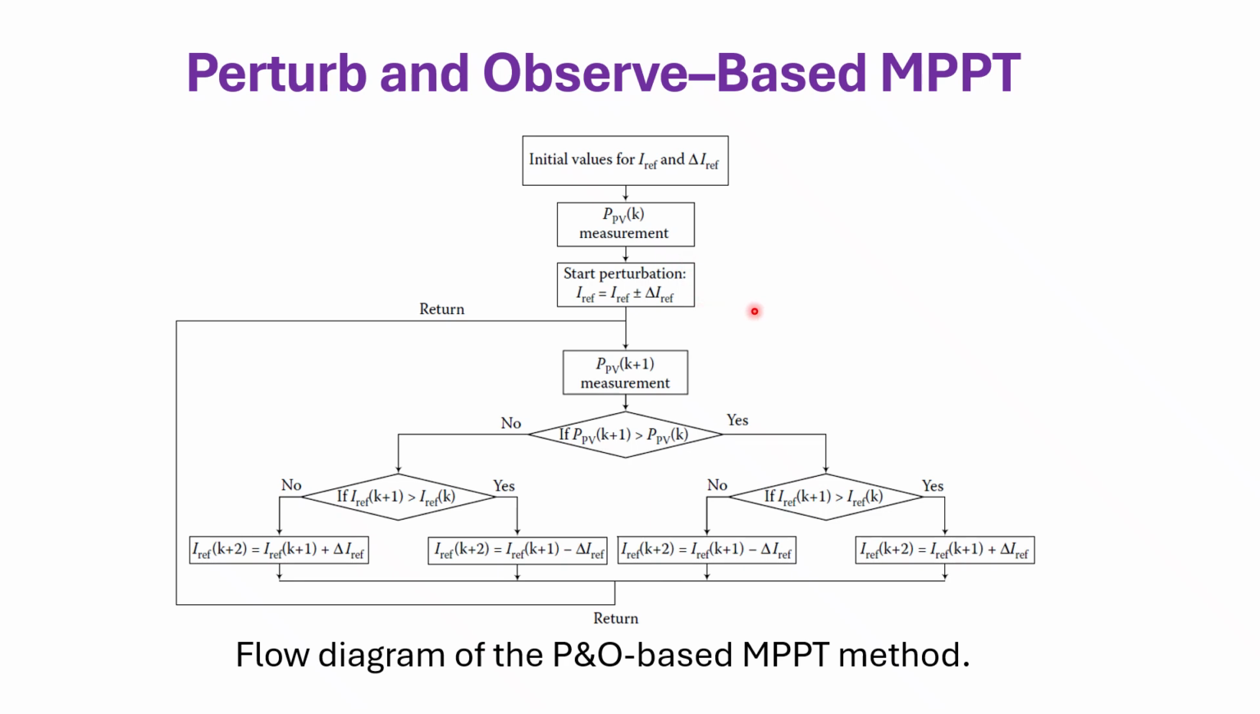A decrement or increment is applied to the reference current as a perturbation, which yields a change in the power, and the new power point is P of K plus 1. Once we start the perturbation, an increase or decrease is done, and this is the new value. If they follow the opposite trend, the current reference should be reversed. The initial value of the current can be 0 or it can be even closer to the maximum power point.